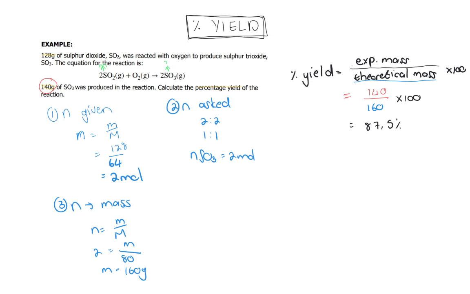So there you have it, percentage yield and percentage purity. Now you can go and rock this in your exam.